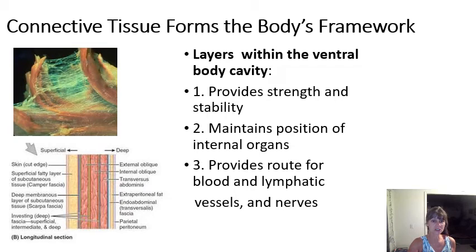Looking at this longitudinal section of the ventral body cavity, you can see there are many layers of fascia or connective tissue in between the layers of muscle and skin and fat. You do not have to know those names of the fascia in between everything. It just is a good illustration of how much connective tissue and how many layers there are within the body that help hold things together.